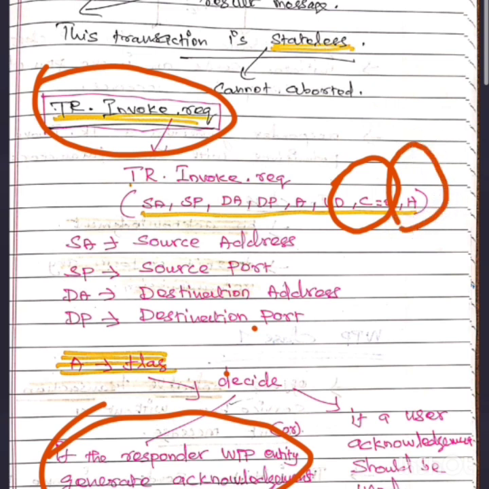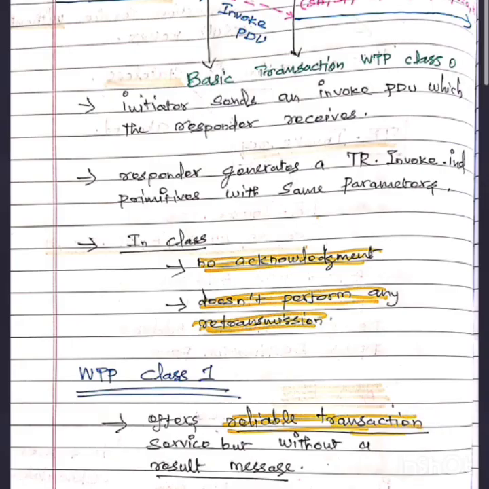I already told you that it provides unique values to each transaction. Here hash is used to give a unique identifier for each transaction. It provides a simple unique identifier for each transaction. That's it. Next, see the basic transaction diagram for the wireless transaction protocol.